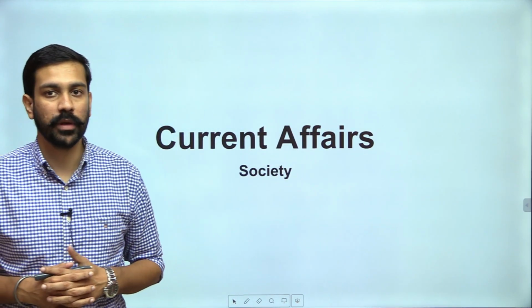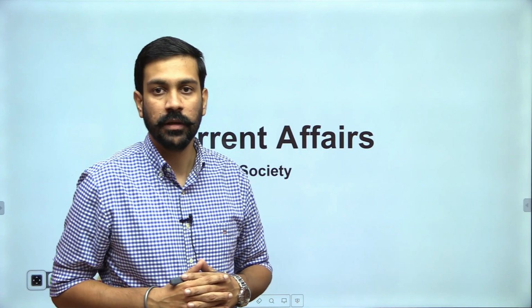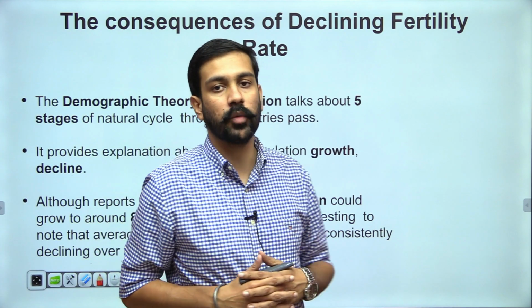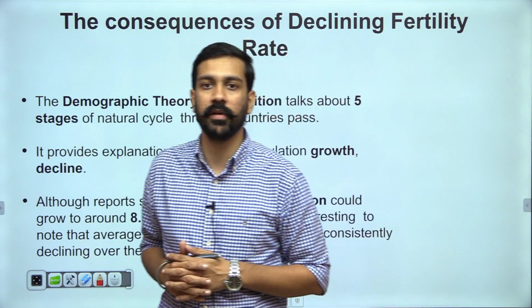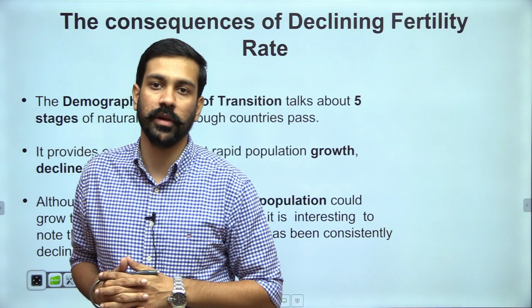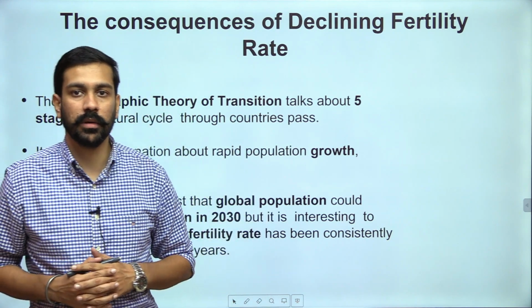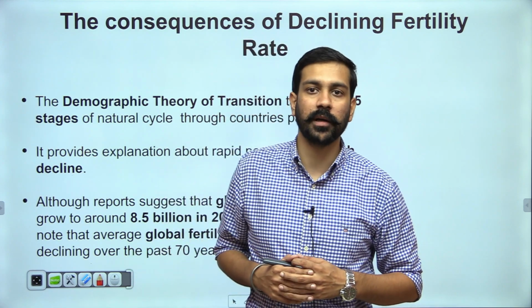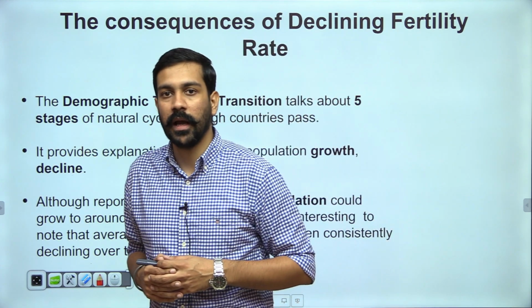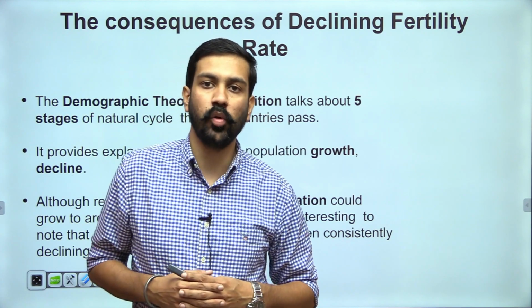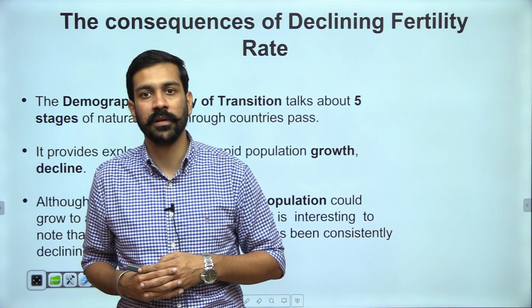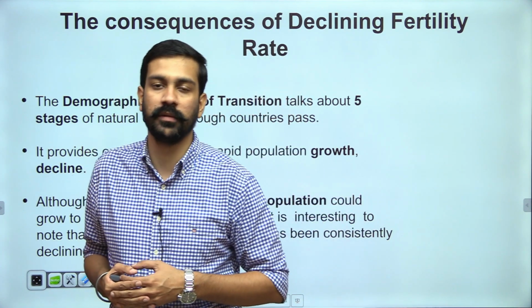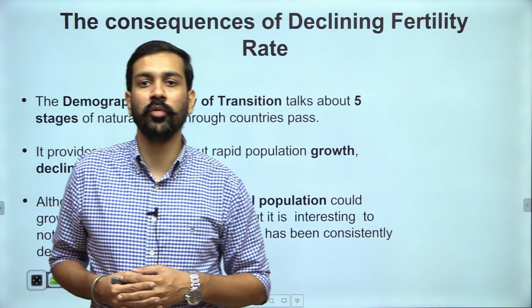Today we will be dealing with current affairs from the society section. You must have read the article with respect to the consequences of declining fertility rate that came in the Hindu newspaper. We will be discussing the 5 stages of demographic theory, the positive and negative impact of declining fertility rates, as well as the other topics with respect to inclusion of new tribes in the scheduled tribes, and the issue with respect to Eklavya schools that was also in the Hindu newspaper.